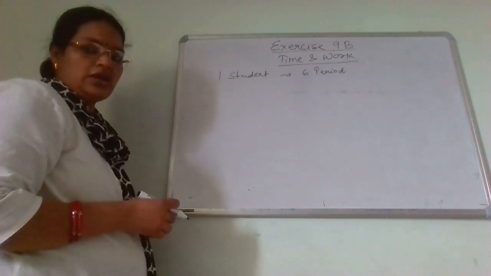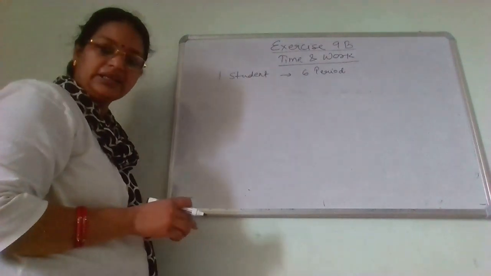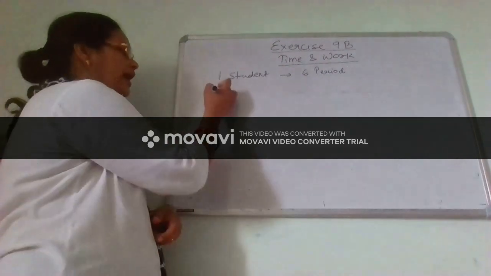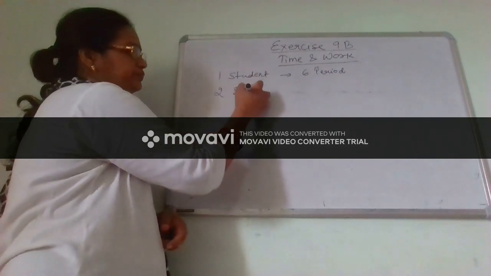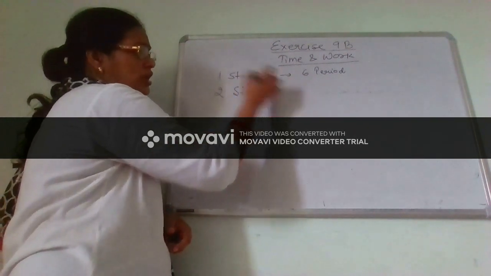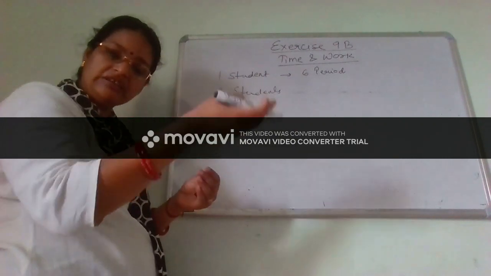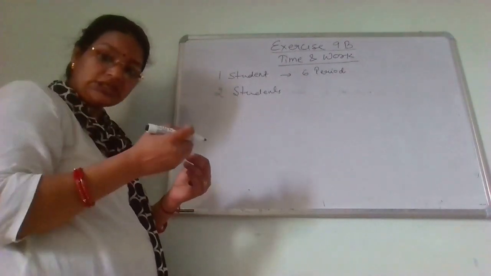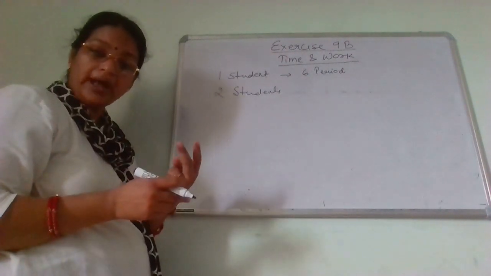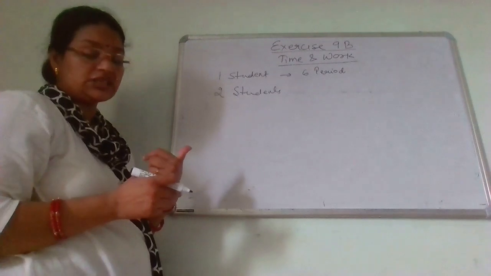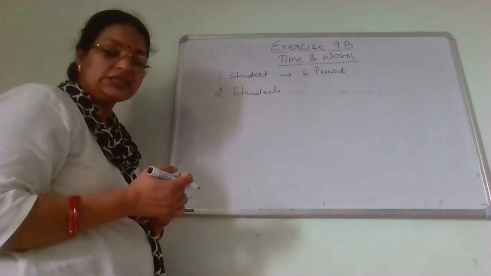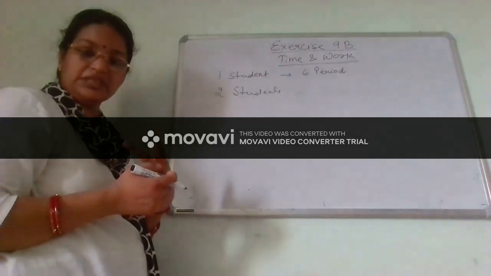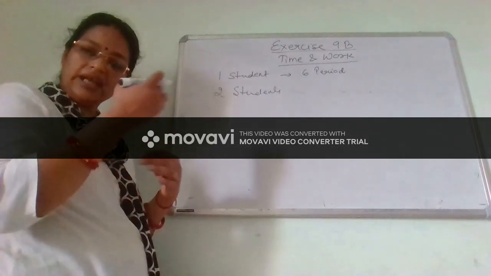So one student is taking so much time. So I will give two students for that. If two students go, will the number of periods increase or decrease? The number of periods will of course decrease because there are now two hands. In the first case only one person is single-handedly working, and in the second case two students are working simultaneously. So obviously the time becomes less.